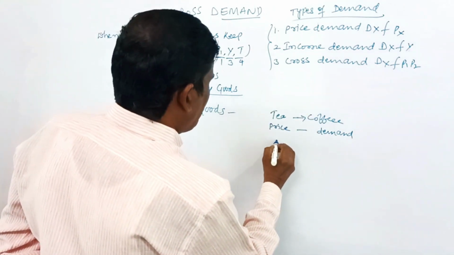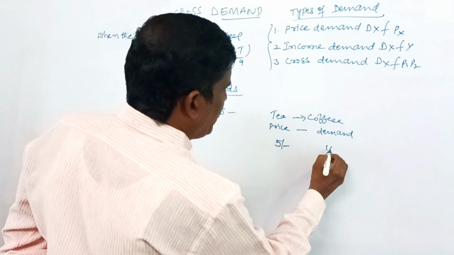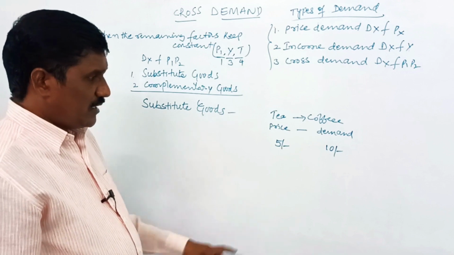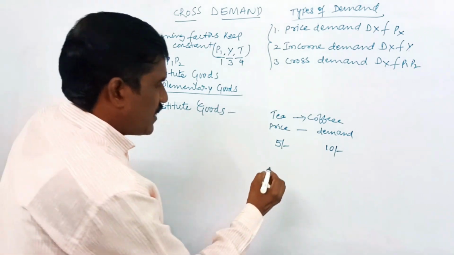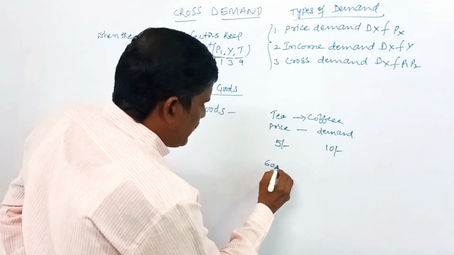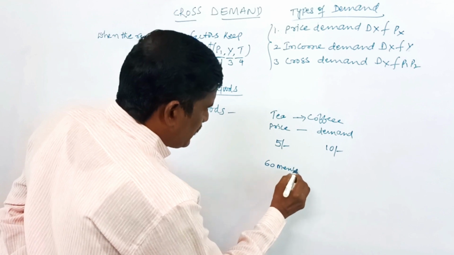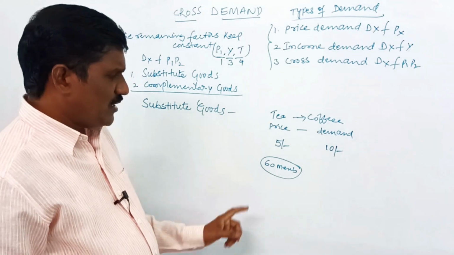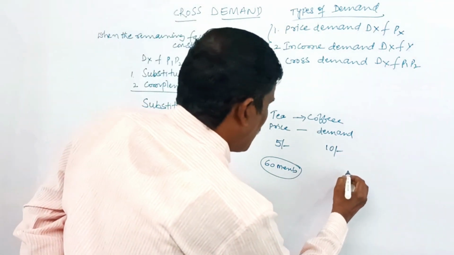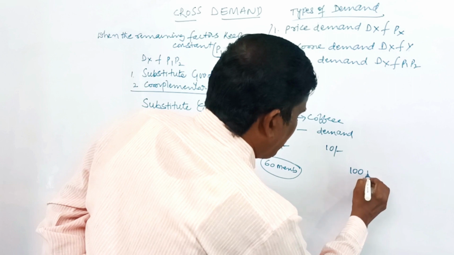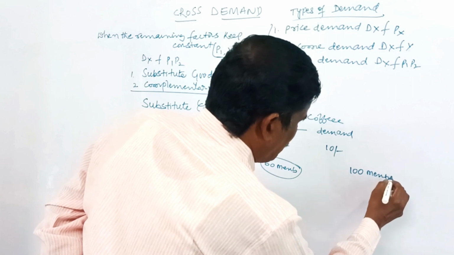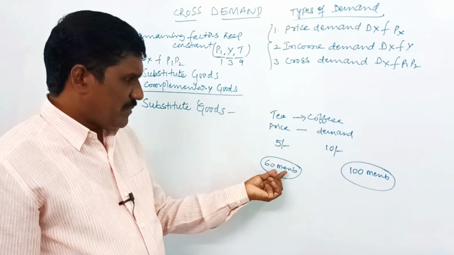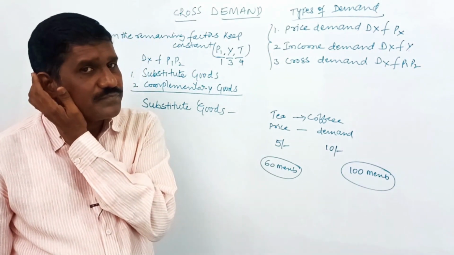Suppose the tea price is 5 rupees and the coffee price is 10 rupees. At these prices, the people who are taking tea are only 60 members, and the people who are taking coffee are 100 members. Take this as one example.